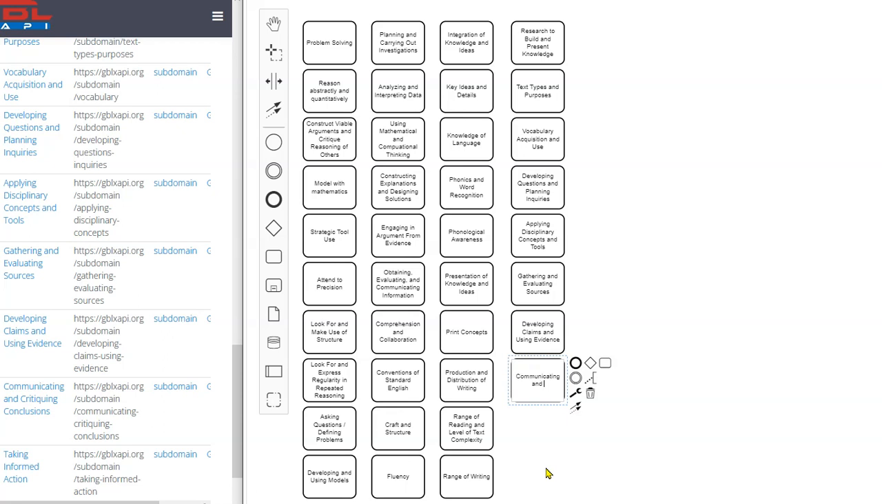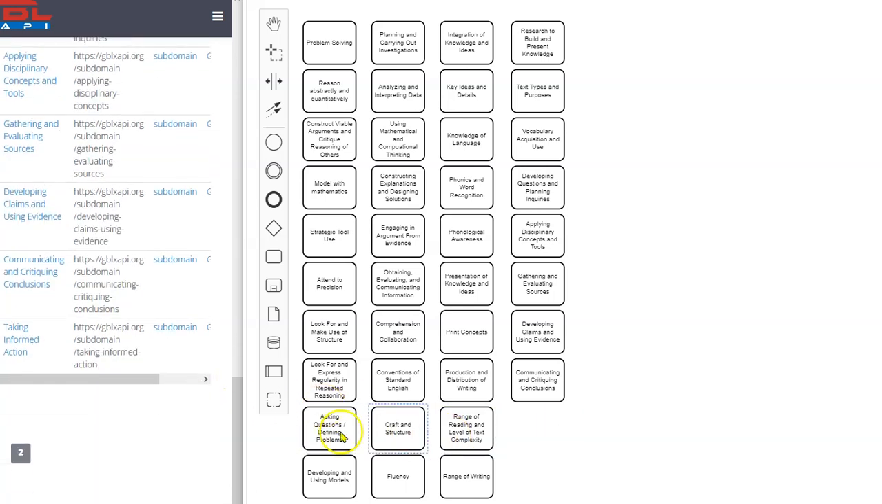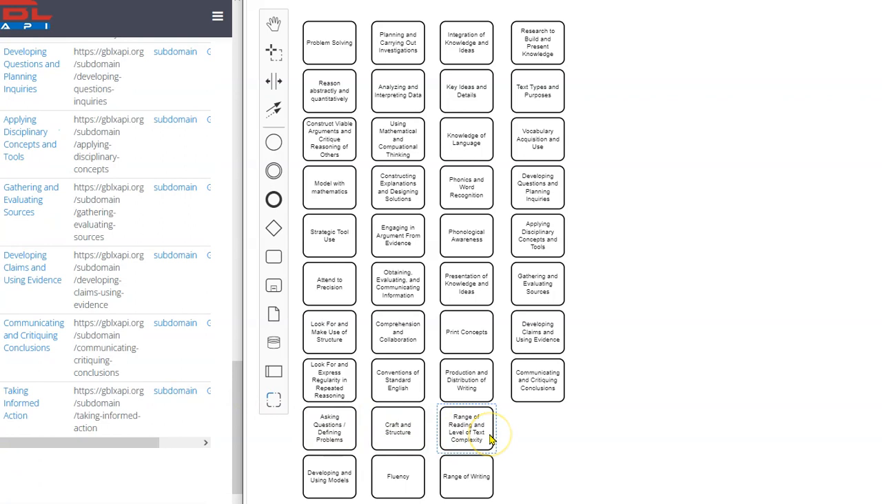Communicating and critiquing conclusions. If you got a friend that tells you something, you might want to critique whether that's reasonable or not. And then once you critique it, you probably should be able to communicate that critique. I don't believe it. I do believe it. I don't believe it because of this. I do believe it because of that.